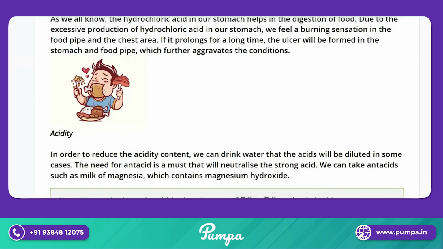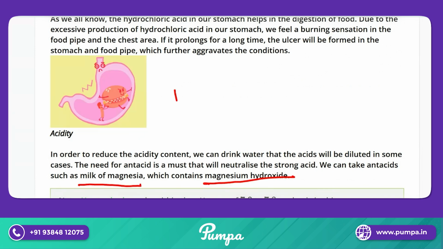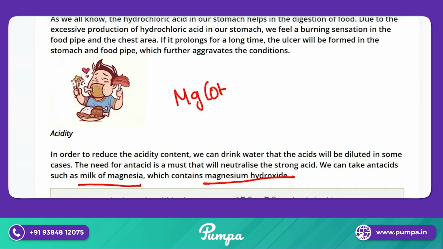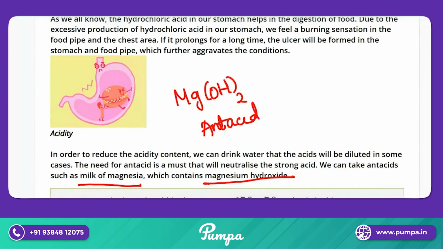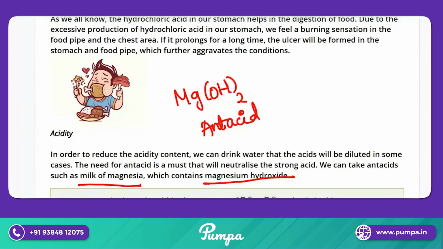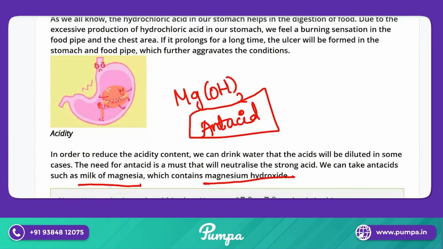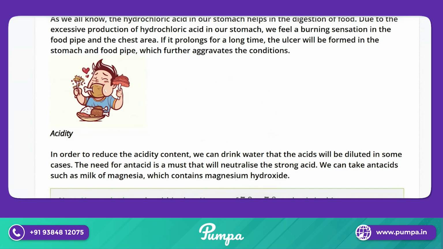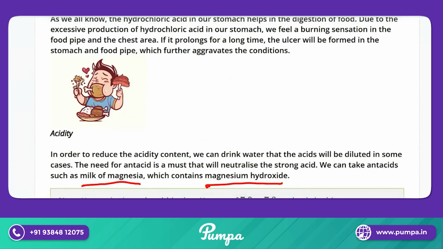For that we are going to use magnesium hydroxide, which is called milk of magnesia. This is the formula. Milk of magnesia, which is the antacid. Have you ever checked the back of the medicine bottle? You can see the term antacid there. So this is what magnesium hydroxide is, which helps to neutralize the acid.